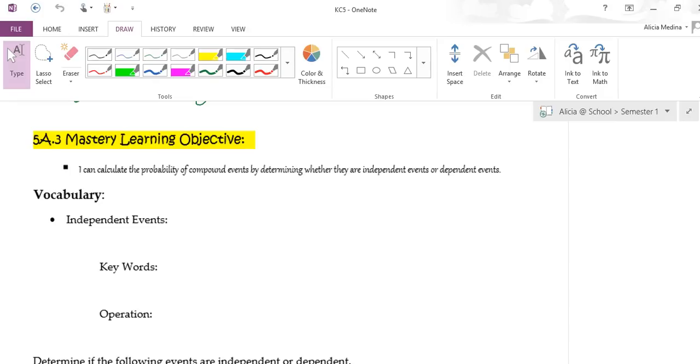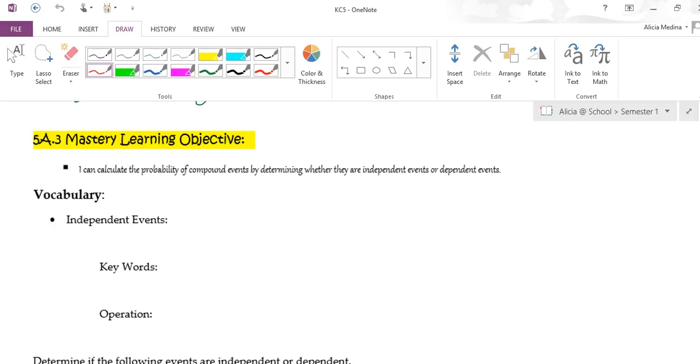Hey guys, in this video we're going to be covering 5.8.3. Our mastery learning objective is I can calculate the probability of compound events by determining whether they are independent events or dependent.